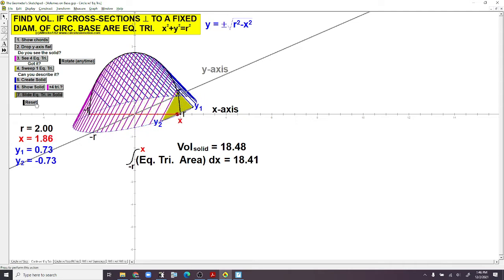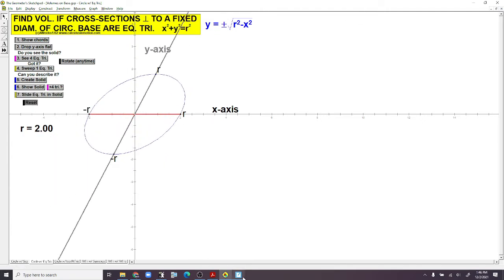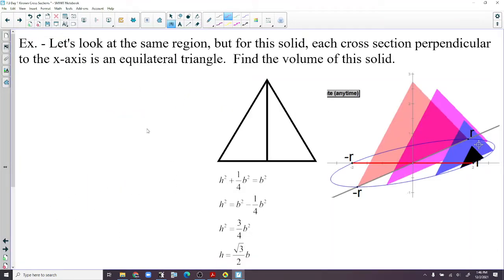Anyway, let's reset that, go back to notes. Now let's find the volume of this. Let's look at the same region, but for this solid, each cross section perpendicular to the x-axis is an equilateral triangle. Find the volume of this solid. If it's an equilateral, this is the same length as the base, this is the base, and this would be 1/2 of the base.